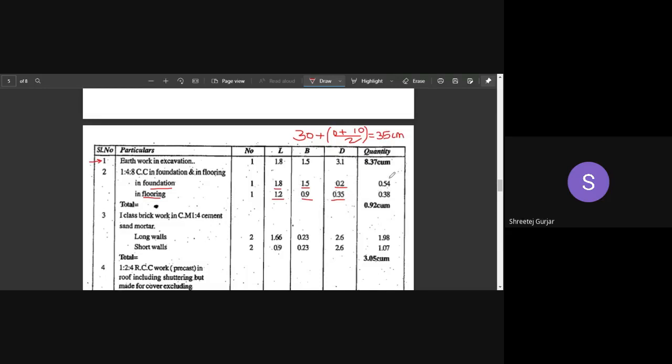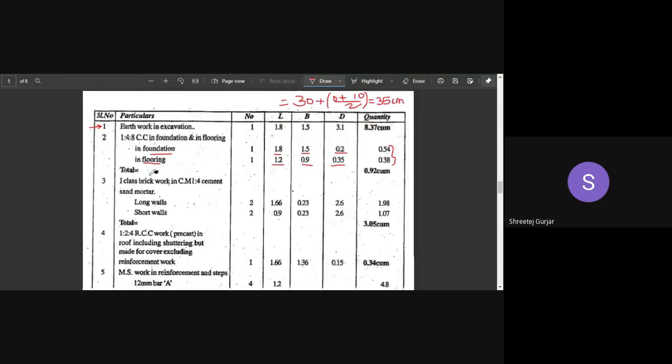So I hope this quantity calculation is clear, both of these. For flooring, remember this is how you calculate it. By flooring I mean the benching which we have provided. Now moving on to brickwork.